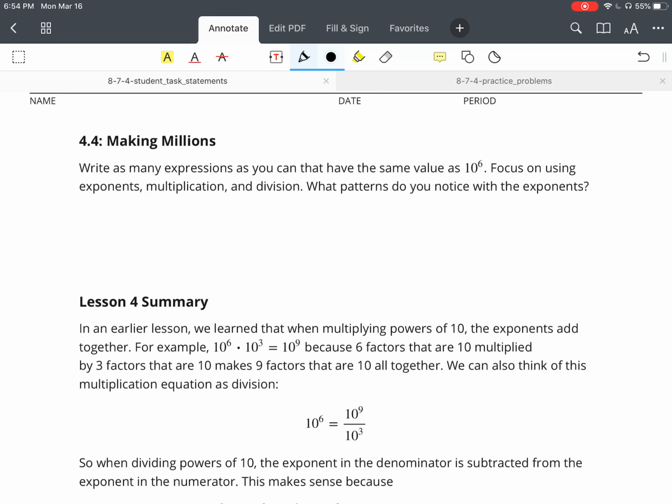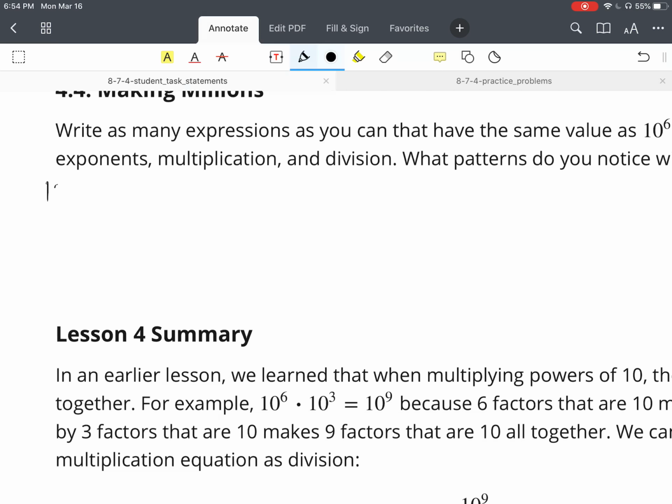4.4, making millions. Write as many expressions as you can that have the same value as 10 to the 6th. Focus on using exponents, multiplication, and division. What patterns do you notice with the exponents? So first, let's look at multiplying, okay? Well, I know 10 to the 0 times 10 to the 6th is going to be equal to 10 to the 6th because we add the exponents. 10 to the 1 times 10 to the what? 5th equals 10 to the 6th. 10 squared times 10 to the 4th. 10 to the 3rd times 10 to the 3rd, and so on.